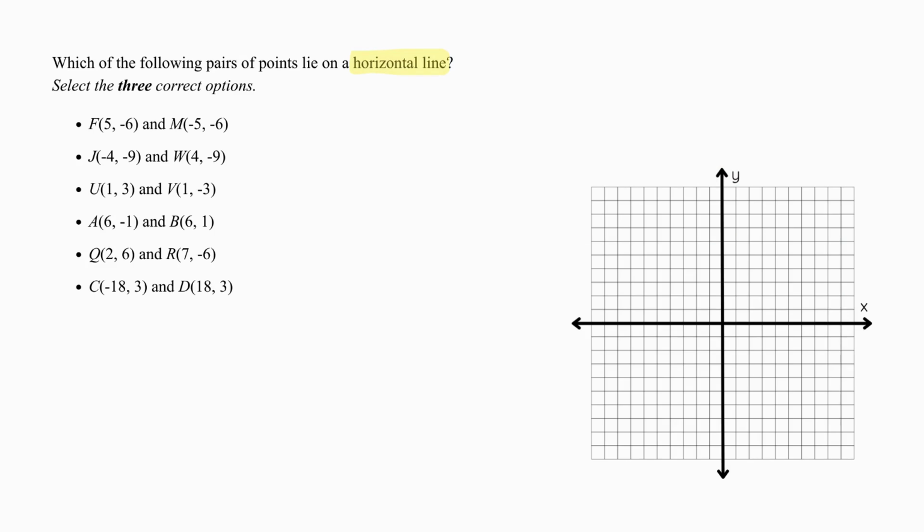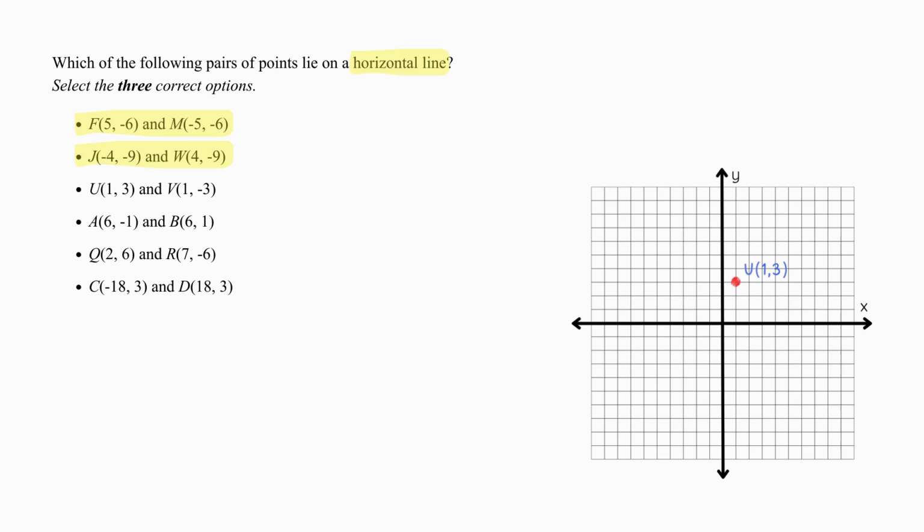So, the easiest and fastest way to solve this is to look for the pairs where the second number, y, is exactly the same. Let's check our pairs. F 5 -6 and M -5 -6. Looking at that, both y values are -6. The height didn't change. So this is a horizontal line. J -4 -9 and W 4 -9. Both y values are -9. This is another horizontal line.